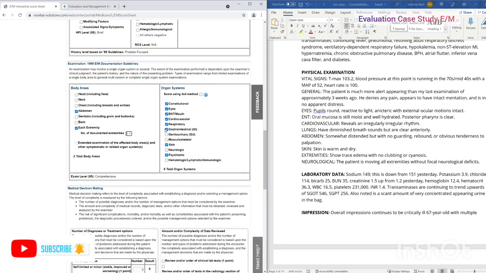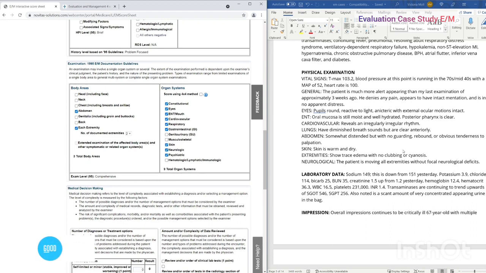Again, it looks like organ systems are probably going to do better. We have trace edema with no clubbing or cyanosis. That's actually still cardiovascular, as edema is a cardiovascular condition. So we can't count that there, but we do have neurological, patient moving all extremities without focal neurological deficits. So we've hit at least our 8. So we have our comprehensive over here.